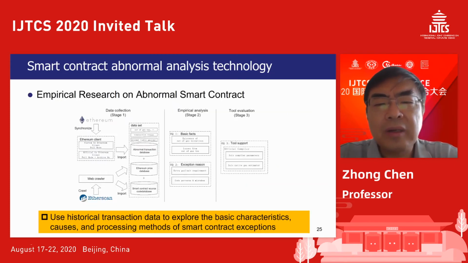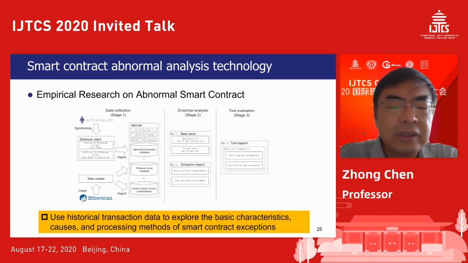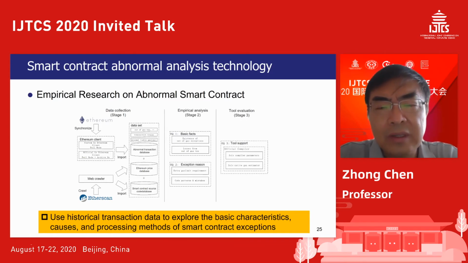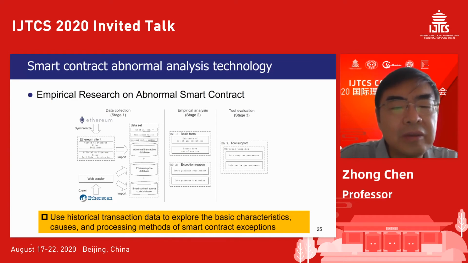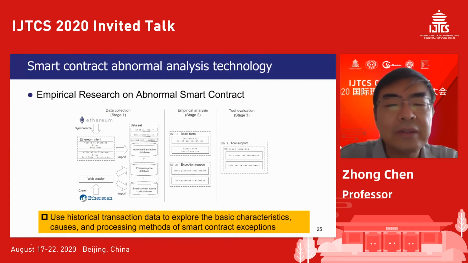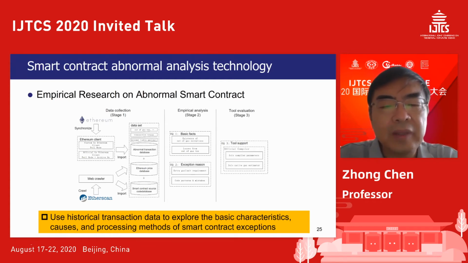For the smart contract abnormal analysis technology, they go through empirical research on abnormal smart contracts. For example, in data collection, they use a synchronized Ethereum client or web crawler to get Ethereum data, and import it into the data set.